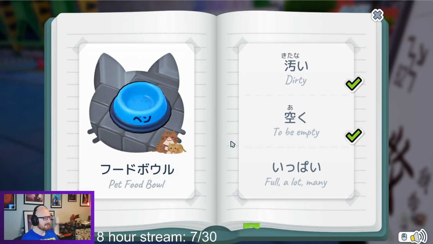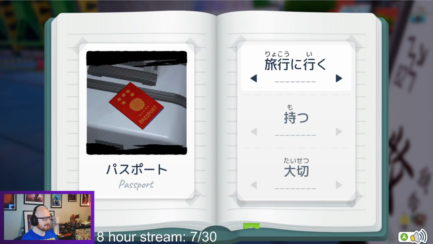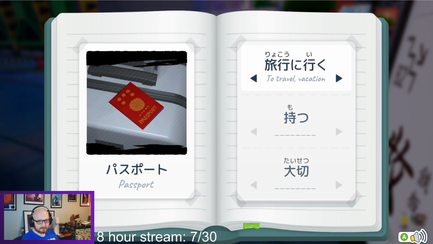All right, let's go ahead. Get that checked. All right. Passport. Passport. We have motsu. We have taisetsu. And then? Ryoko ni iku. So, ryoko means travel. Not to travel, just travel. So, ryoko ni iku. We're taking iku, which means to go, and attaching it to ryoko via the ni particle. We're saying to travel, to vacation. Ryoko ni iku.